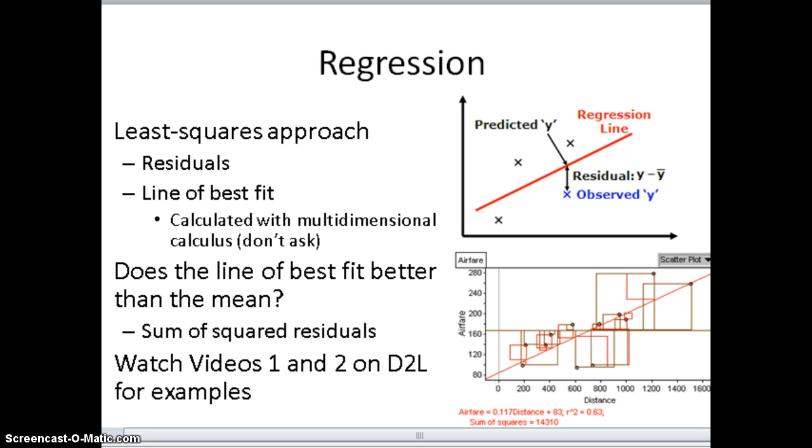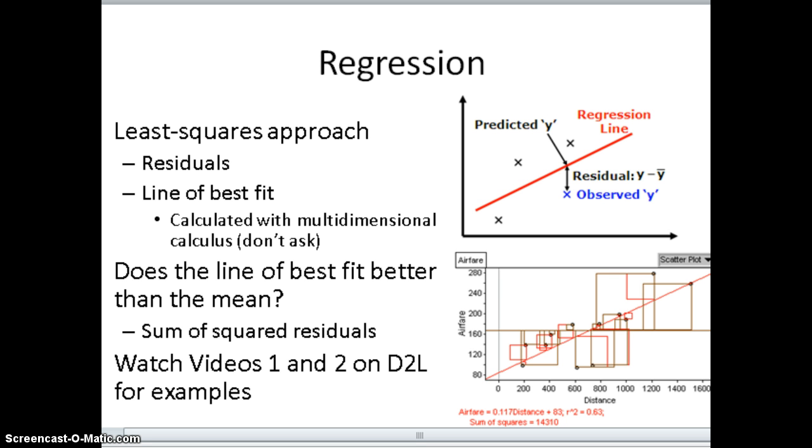When we calculate the significance of our regression line, or the line of best fit, we are comparing the sum of squared residuals for the regression line to the sum of squared residuals for the mean. We are asking, in other words, does the line of best fit do a better job predicting scores than the mean? Does the line of best fit reduce the sum of squared residuals more than the mean?